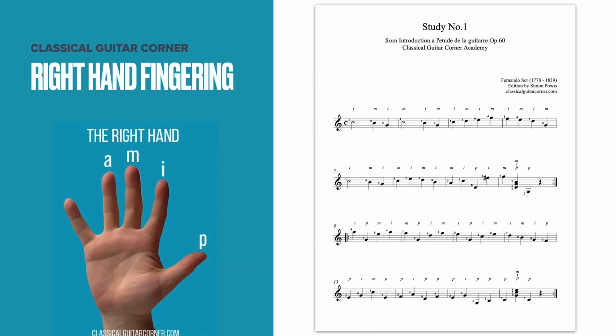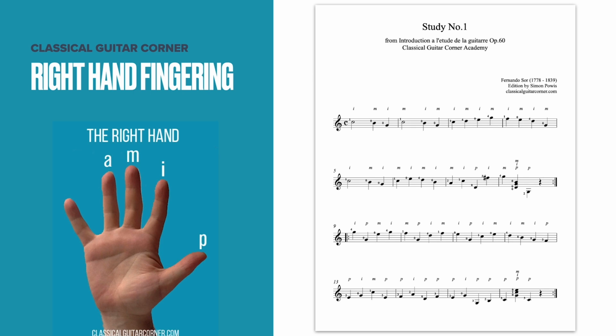The letters P, I, M, and A are used on the score to communicate right-hand fingerings. The letter P refers to the thumb and is from the Spanish word for thumb, pulgar. The letter I refers to the index finger and comes from the Spanish word for index finger, índice. The letter M refers to the middle finger and comes from the Spanish word medio. And finally, the letter A refers to the ring finger, and comes from the Spanish word for ring, anular.